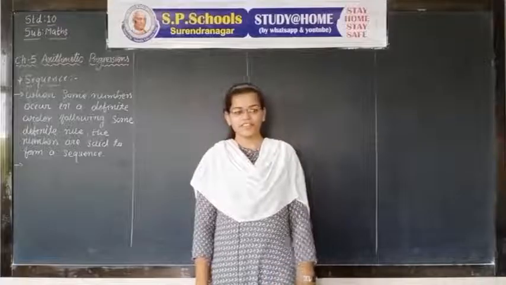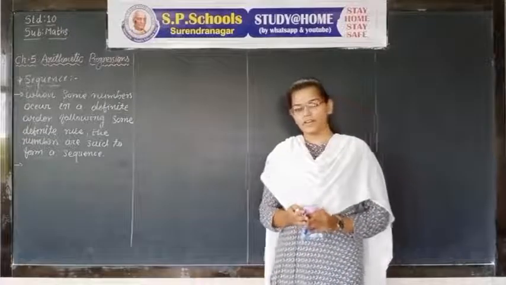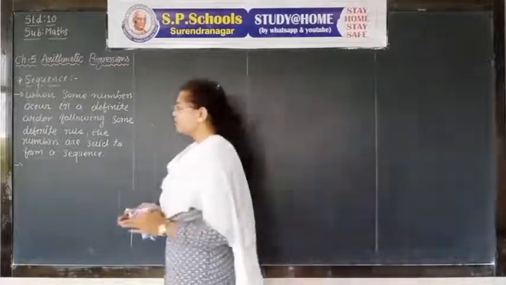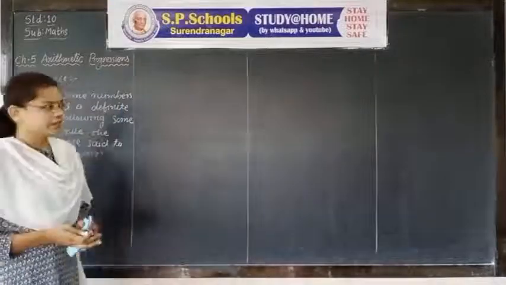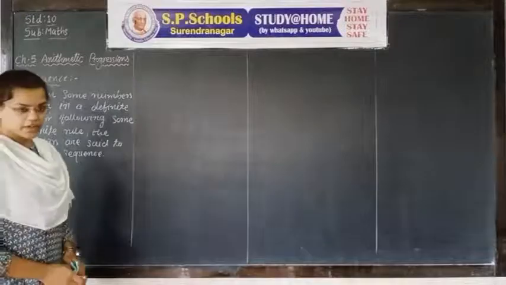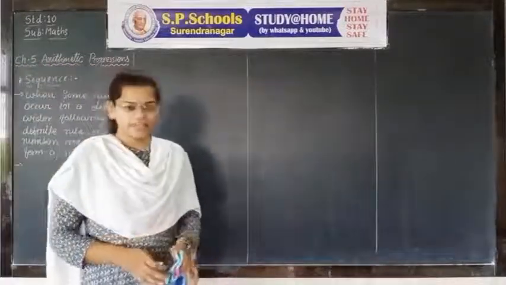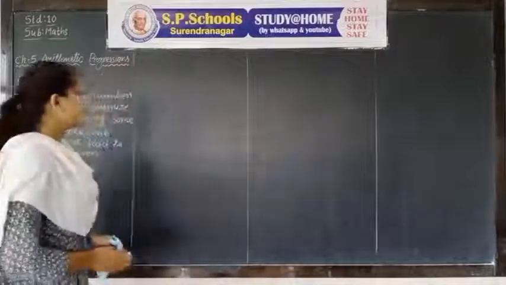Hello students, in the last session, chapter number 7, coordinate geometry, was completed. In this session we start chapter number 5, arithmetic progression. In arithmetic progression, first of all we see the basic terms and conditions, the basic theory.